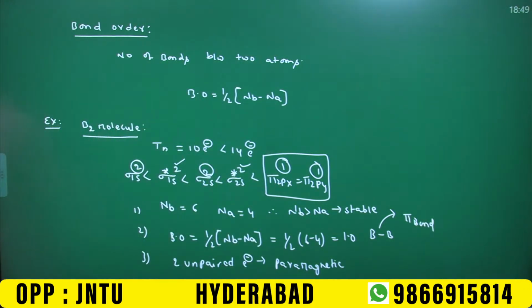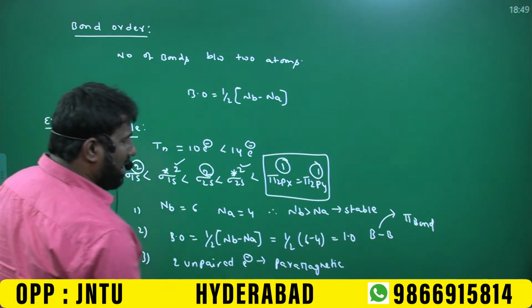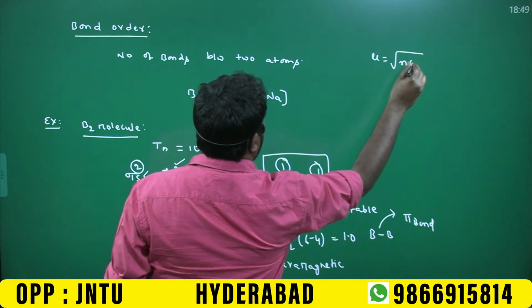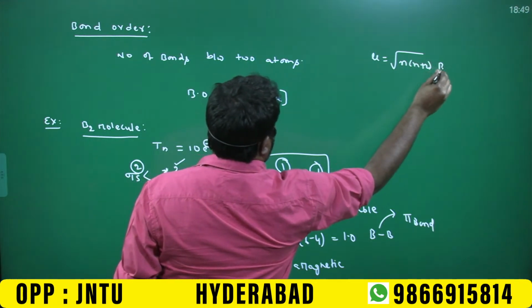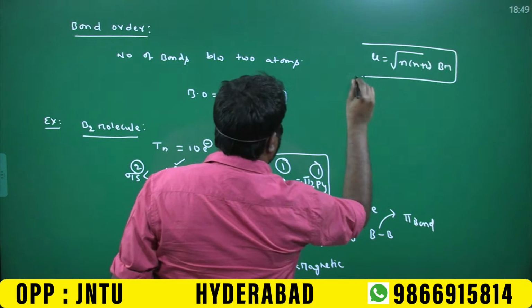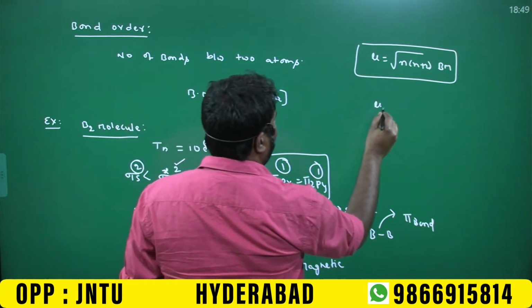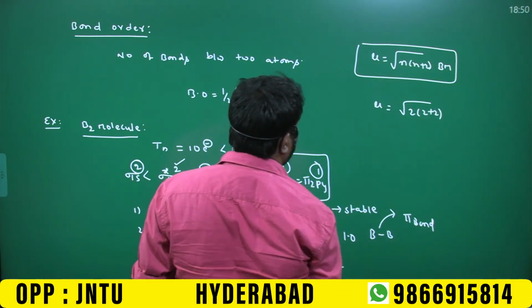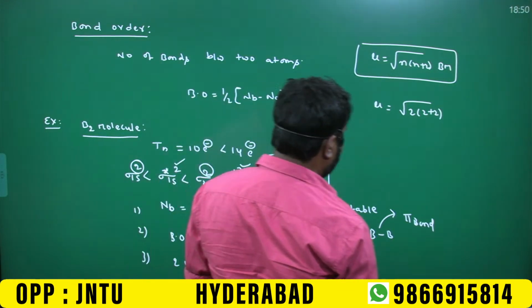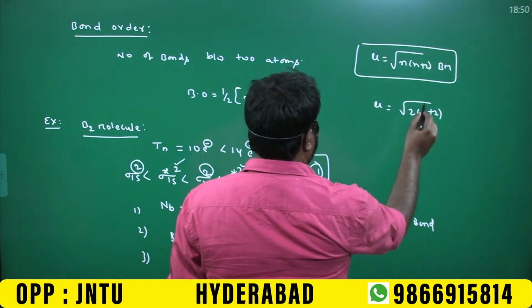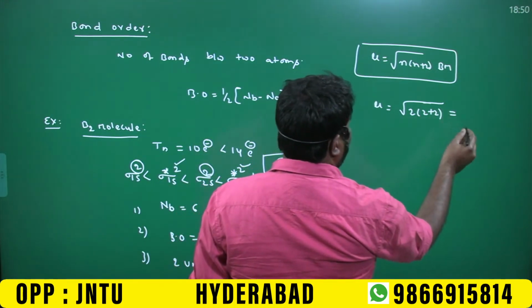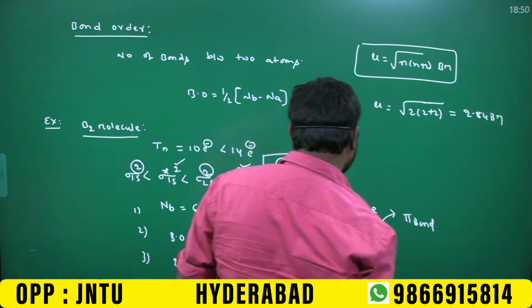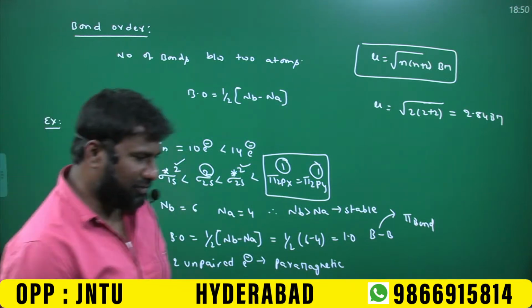Paramagnetic in nature. So what is the magnetic moment? The magnetic moment formula is root over n into n plus 2 Bm, in Bohr magnetons. How many unpaired electrons do we have? 2. So root of 2 into 2 plus 2, root 8, so this is 2.84 Bm.